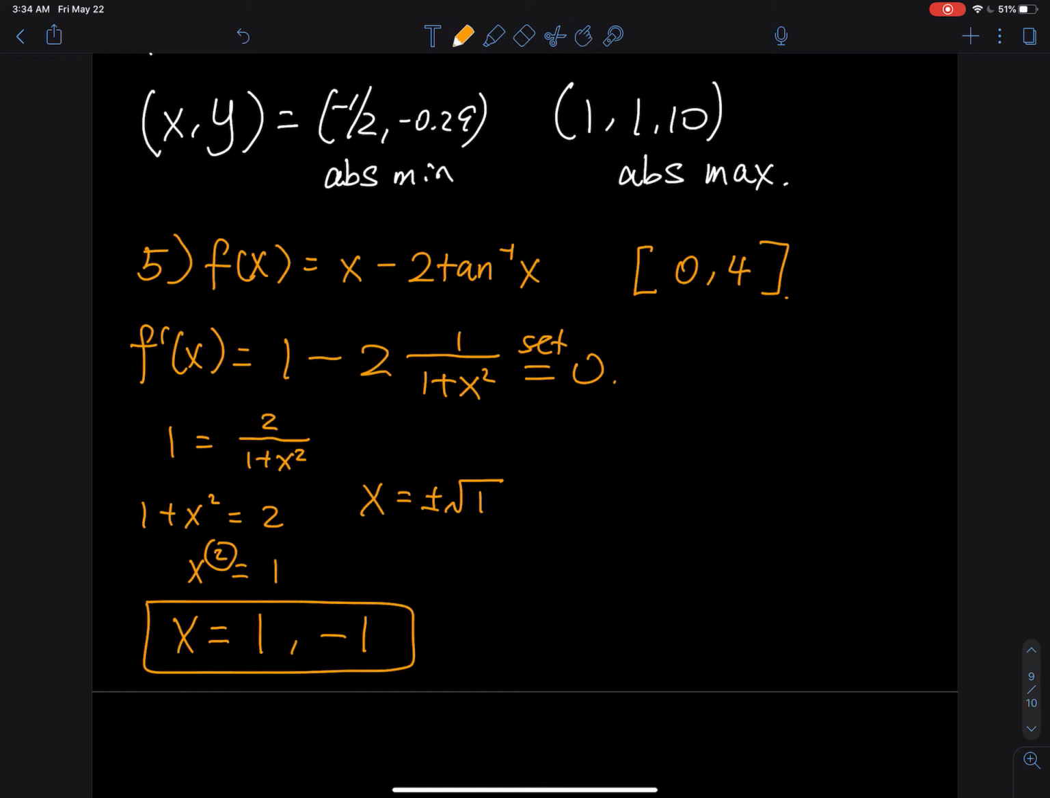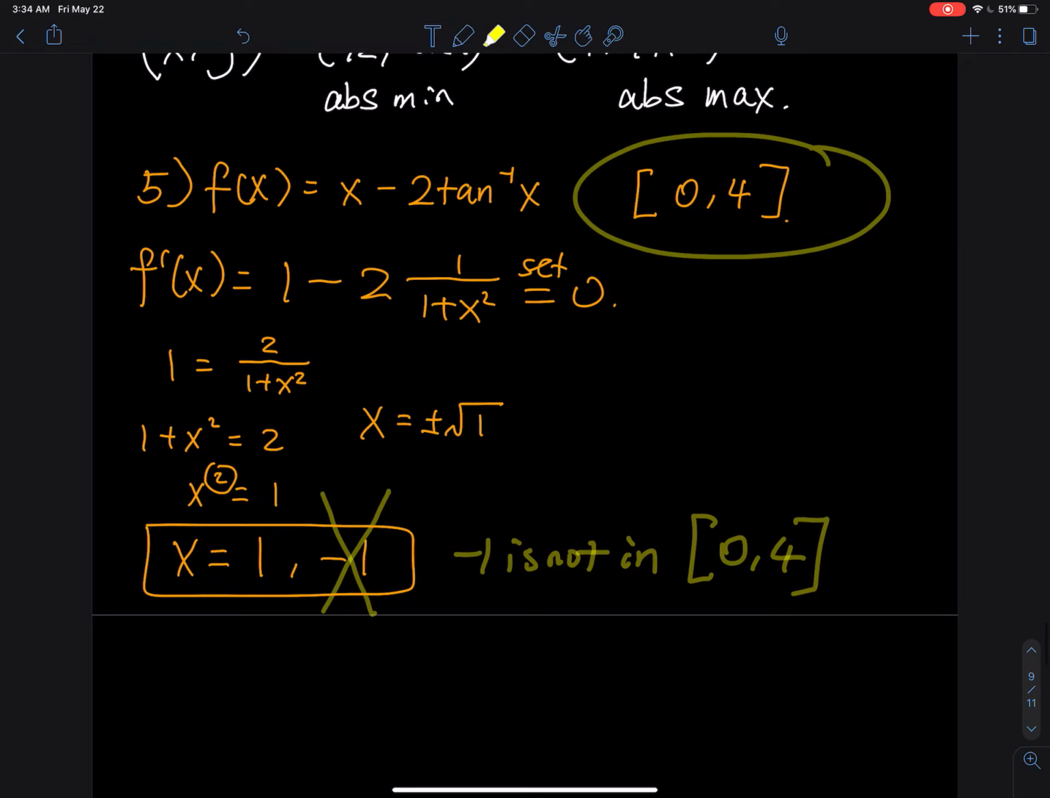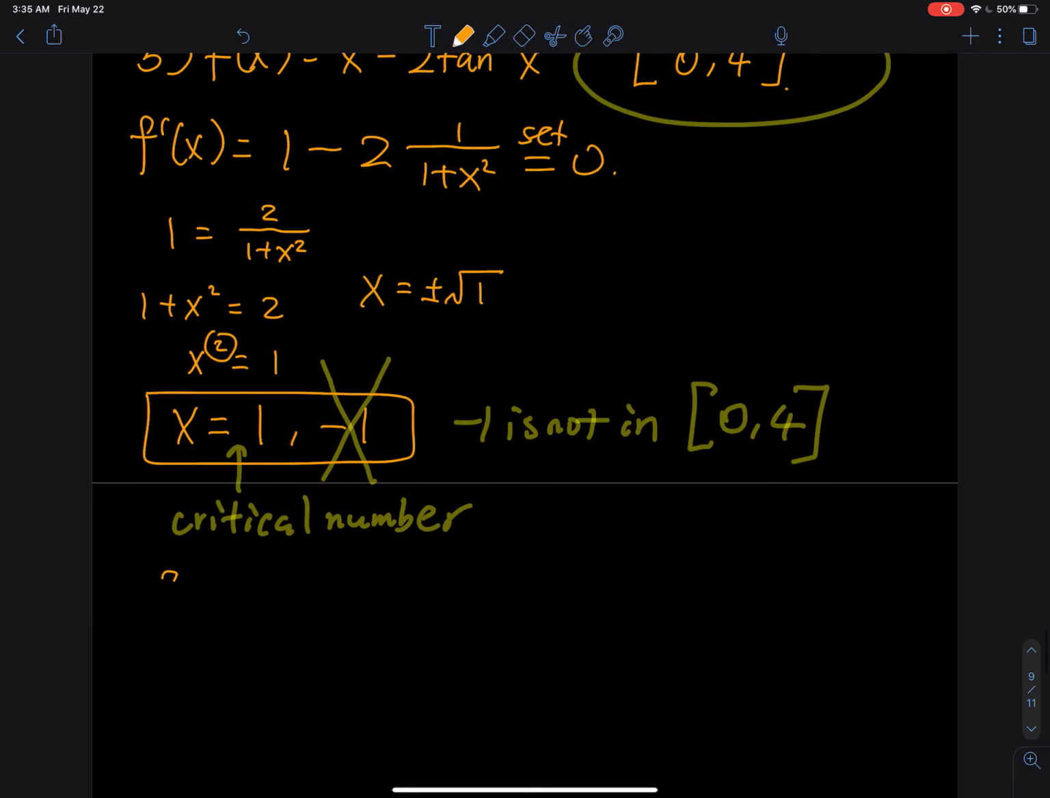Since the interval is from 0 to 4, then we do not consider negative 1, because negative 1 is not in this closed interval from 0 to 4. We do not consider any x value when the value is less than 0. So this is my only critical number. So we have 3 numbers to test. We have to test f of 0, f of 1, and f of 4.